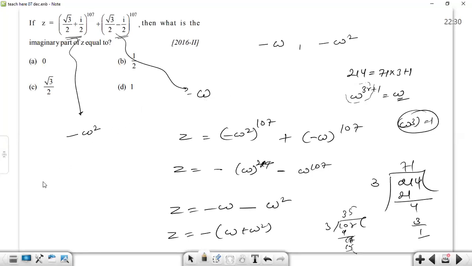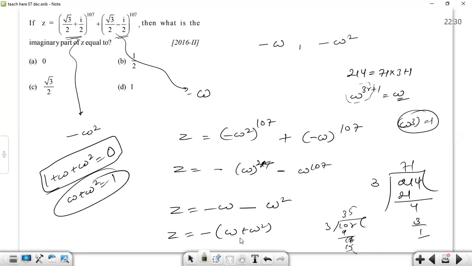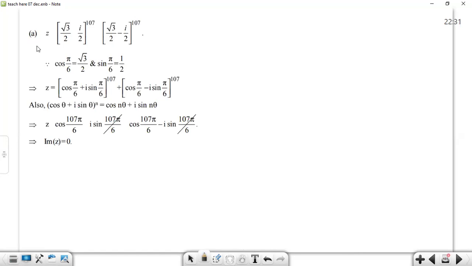Okay, so we have known from the properties that 1 plus omega plus omega square is 0. So omega plus omega square is minus of 1. So if this is minus of 1, minus minus becomes plus 1. The answer should be D. Any doubts, anyone? Okay. No, sir.